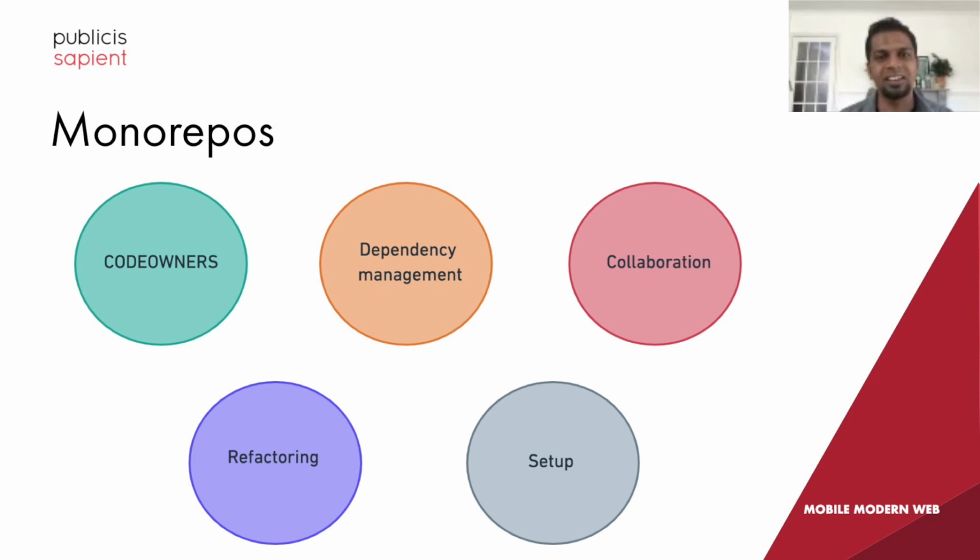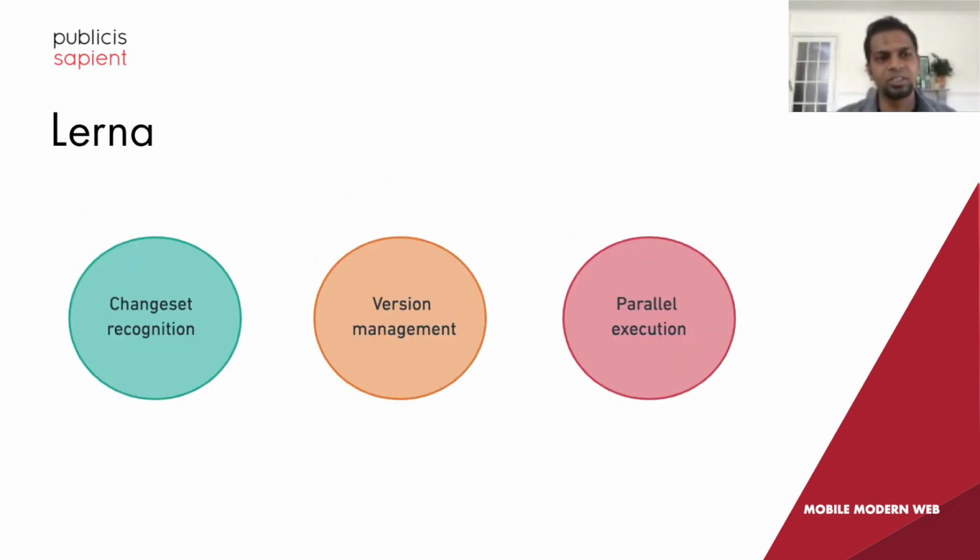The setup time as well. In the microservices world, you have individual microservices as separate repositories, and getting all of them up and running on your local machine takes a while. But with monorepositories, it's just like having a normal application. As I spoke about earlier, we're using Lerna for our changeset recognition. We're using it for version management and for tagging. We use parallel execution across our builds to trigger test and build of multiple packages together.